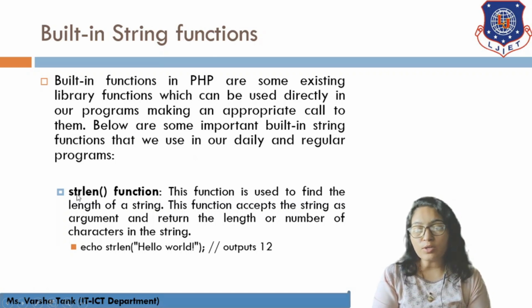Now, the first function is strlen. Strlen will find out the length of the string. This function accepts the string as an argument and returns the length, or number of characters, in a string. Now echo strlen, in brackets it is written hello world. So it will output 12. It will count 1, 2, 3, 4, 5, 6, 7, 8, 9, 10, 11 and 12. It will consider the space also. So it will output 12.